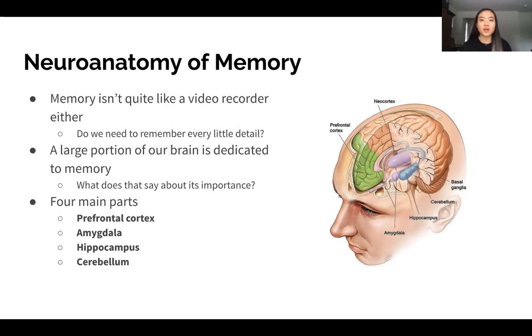So these four parts are the prefrontal cortex, which is responsible for the working memory, the amygdala, which is responsible for fear and other emotions, the hippocampus, which plays an important part in learning, and the cerebellum, which is responsible for voluntary movements that we have to learn.